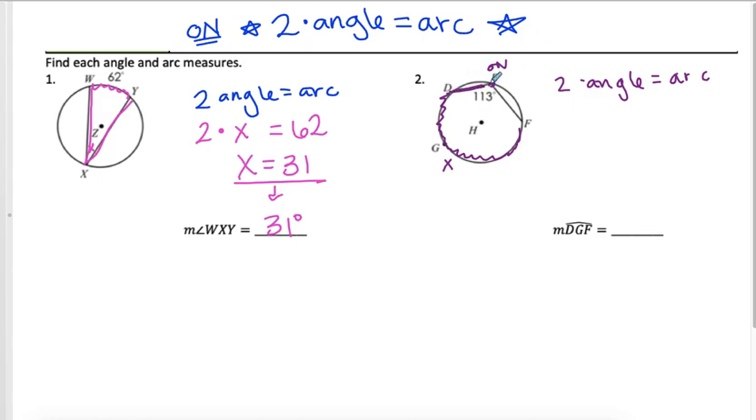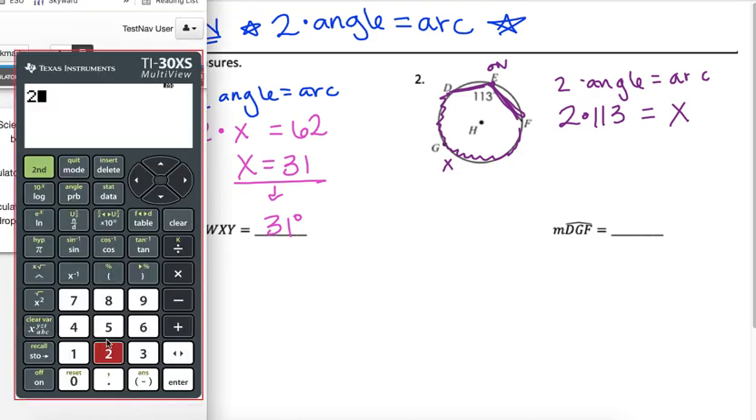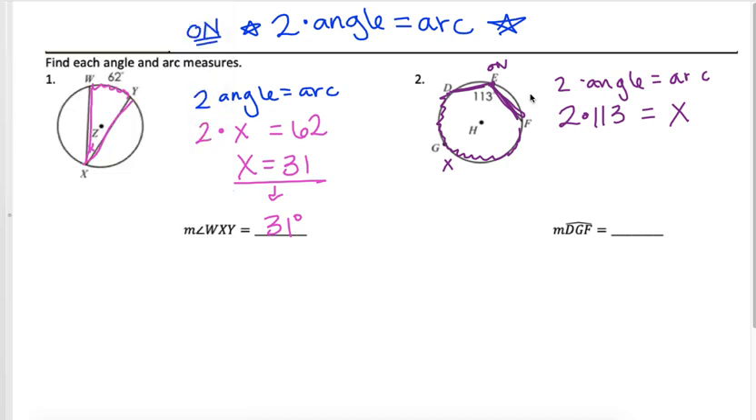Again, if I trace this angle out, I can say 2 times the angle. In this case, I know the angle is 113. That should give me this big major arc on the outside, which is my X value. Multiply 2 times 113. Maybe I need my calculator for that. We can pull that up. 2 times 113, we should get 226. I should double those numbers.